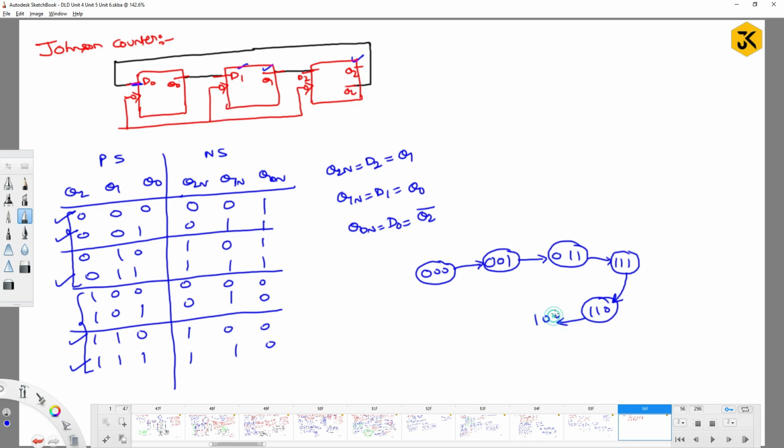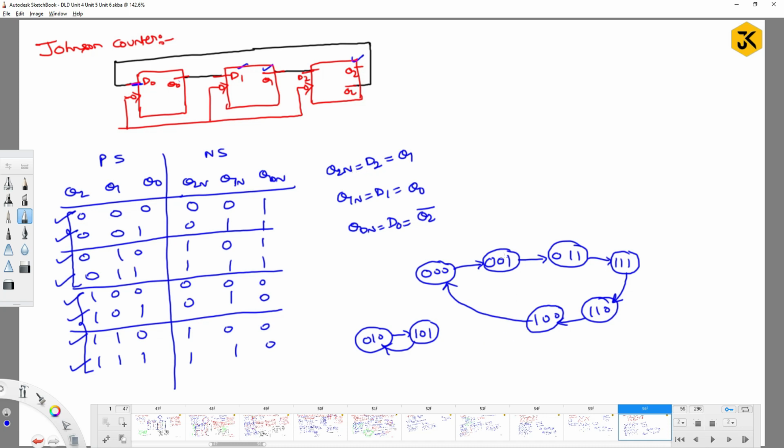Is anything not covered? 1 0 0 is not covered. If the state is 1 0 0, it will move to 0 0 0. Is anything non-covered? Yes. If the state is 0 1 0, it will move to 1 0 1. If the state is 1 0 1, it will move to 0 1 0. That's it. So this is the corresponding state diagram for the given Johnson counter.